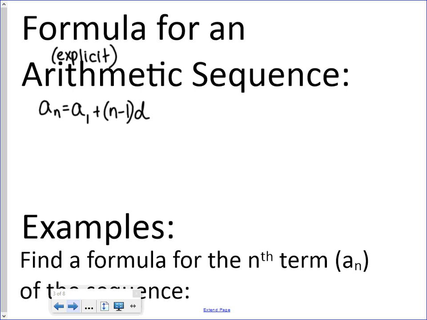And so in this particular rule, you would need two things to be able to plug in. You'll need your first term here for a sub 1, and then you'll need your common difference for d. Substitute those values in. And the n and the a sub n, those remain variables in your rule, so that we could then plug in any n and get the nth term. So if I want the 10th term, I plug 10 in for n, and I'd be able to find a sub n.